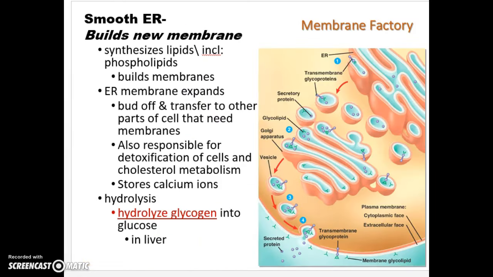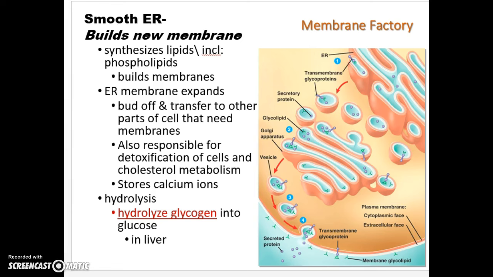Now, the smooth endoplasmic reticulum has other jobs. This is where lipids are going to be made, and particularly phospholipids are made. So the smooth endoplasmic reticulum is really considered the membrane factory. So it's where the phospholipids and the portions of the cell membrane are actually being constructed.